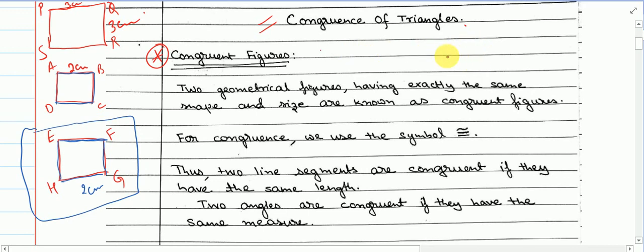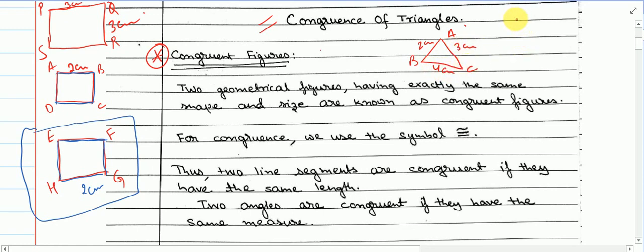Same goes for the triangle also. So in this chapter we'll be only discussing the congruence of triangles. Let's say this is one triangle ABC with sides 2 centimeter, 3 centimeter, and this is 4 centimeter.